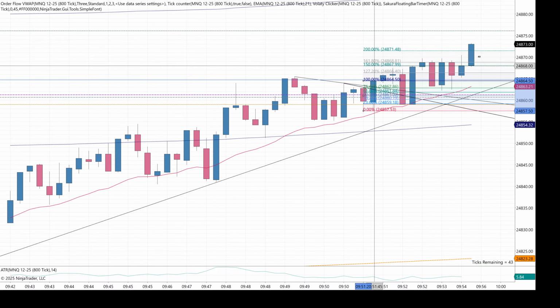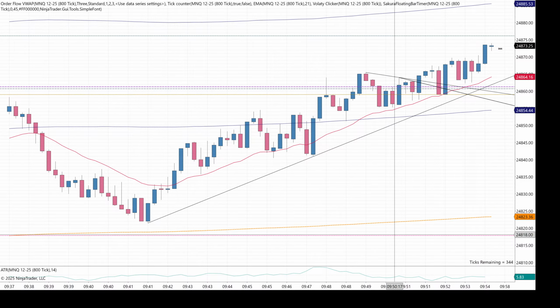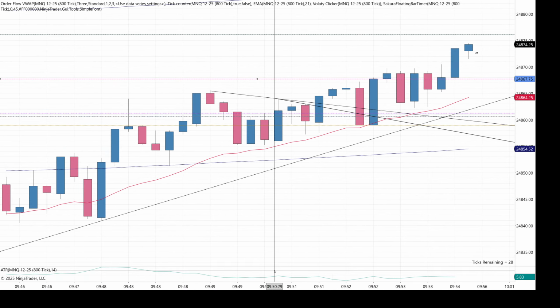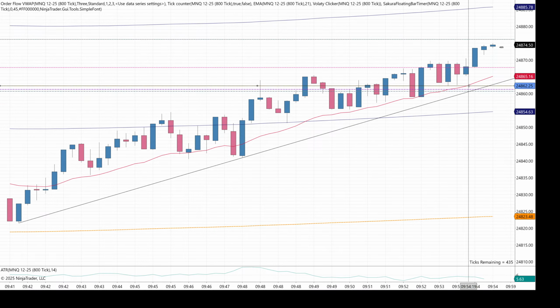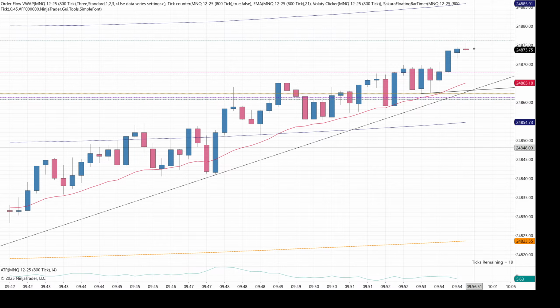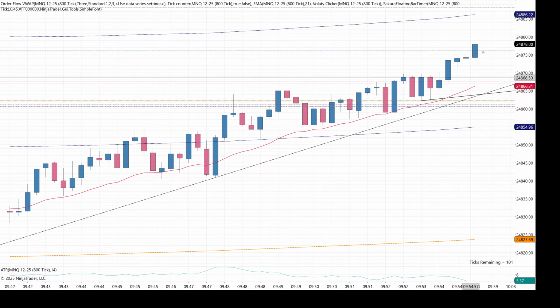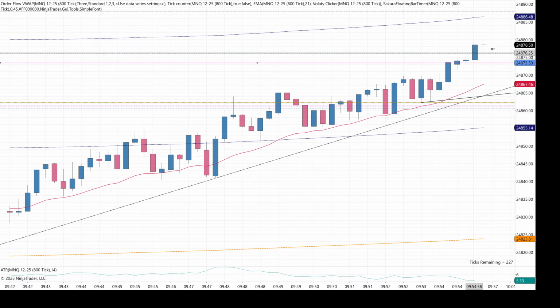Target hits. Runner is running. Let me grab, where is my runner? Down here. Okay. Runner is running. And golden ruler moves up. So we have this trend line now. The runner, we just tagged the overnight high.